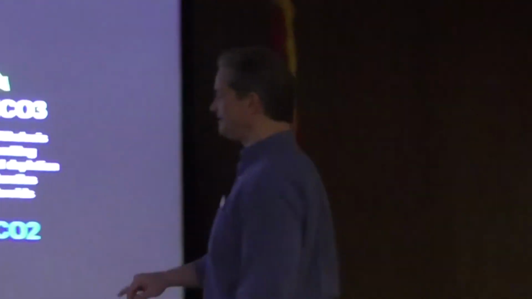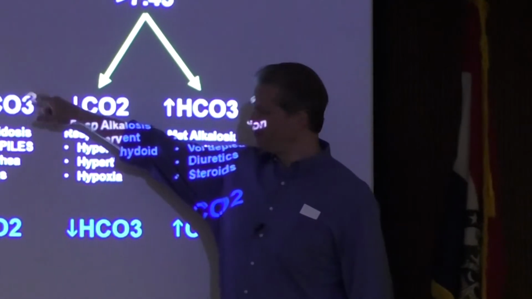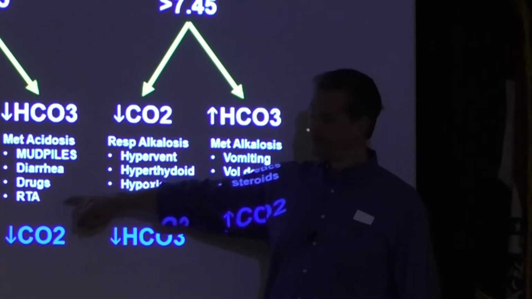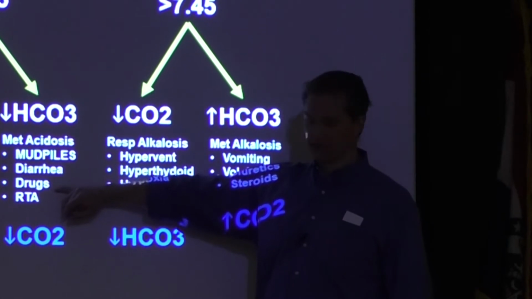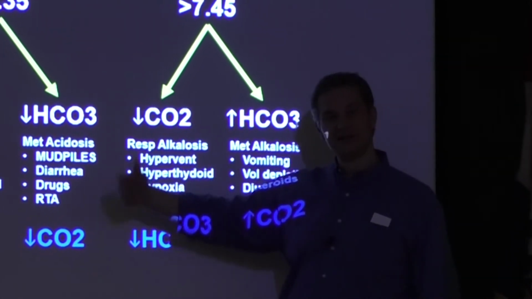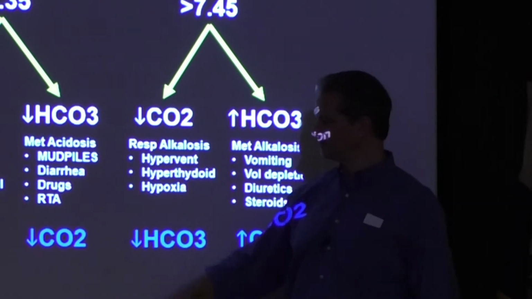There are lots of additional findings in MUDPILES. Open up UpToDate and just ask for MUDPILES, or Google MUDPILES. That works too. Other things, diarrhea. Why would diarrhea give you a metabolic acidosis? Because you poop out all your bicarb. Another way is drugs. Other drugs that make you acidotic. There's a lot of different ones. There's tons of drugs that'll make you acidotic.